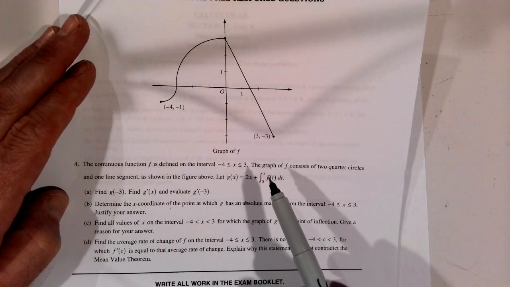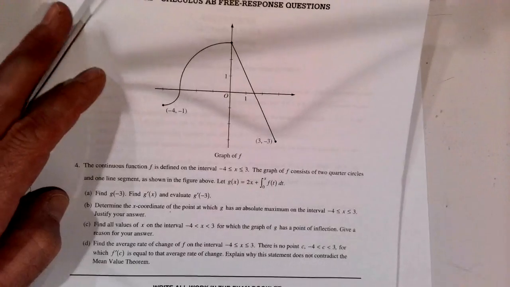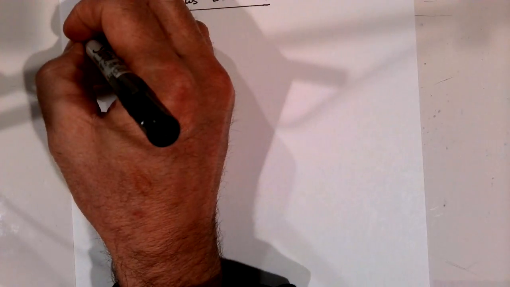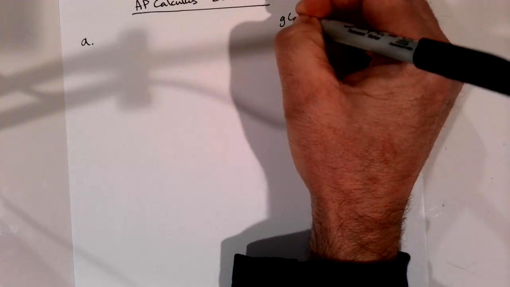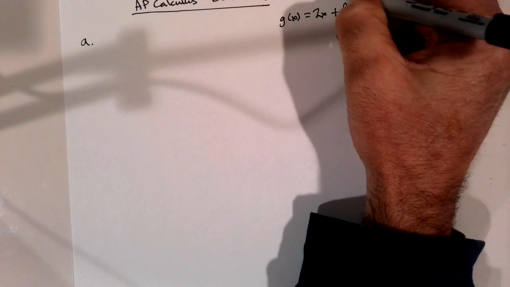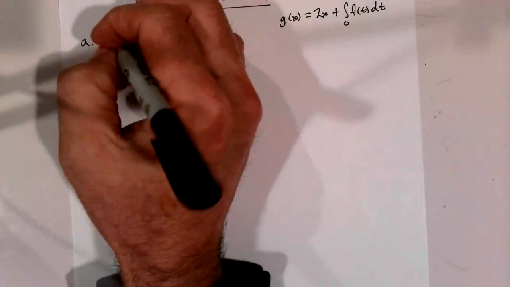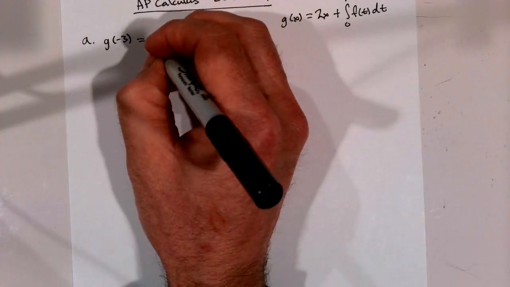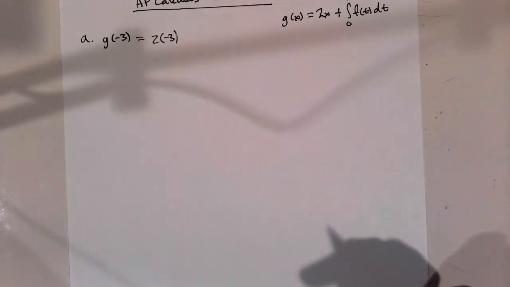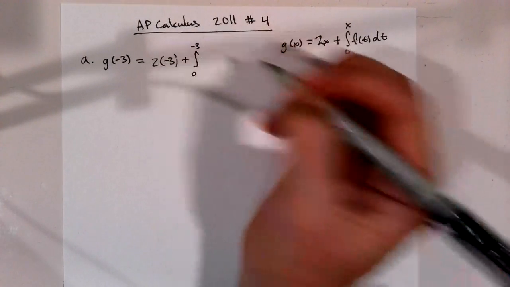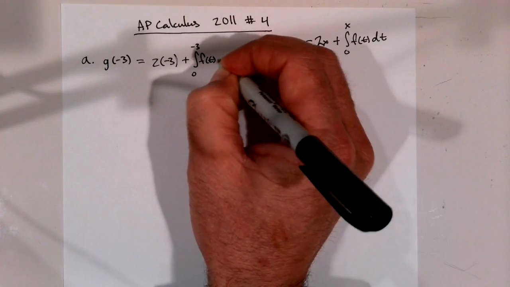g of x is 2x plus the integral from 0 to x of f of t dt. Find g of -3. Well, I'm going to write this down. First of all, g of x is 2x plus the integral from 0 to x of f of t dt. So it says find g of -3. Well, that's going to be 2 times -3 plus the integral from 0 to -3 of f of t dt.